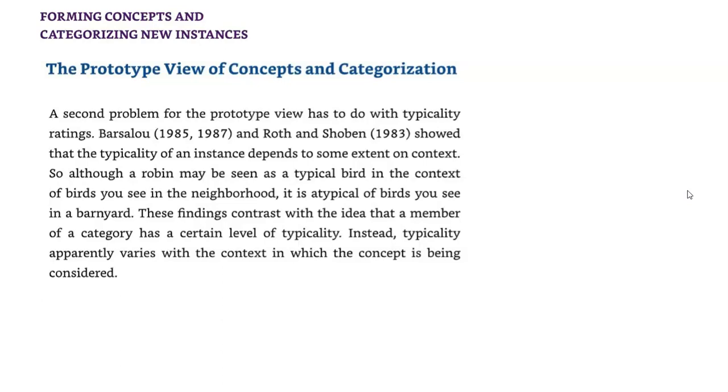Although a robin may be seen as a typical bird in the context of birds you see in the neighborhood, it's atypical of birds I'd see in a barnyard, which would more likely be chickens. These findings contrast with the idea that a member of a category has a certain level of typicality. It depends on where you are. So a bird in Africa could be a much larger bird, etc. Certainly Australia, where they have very unusual birds. So typicality apparently varies with the context, and on the face of it, the prototype view doesn't police that.